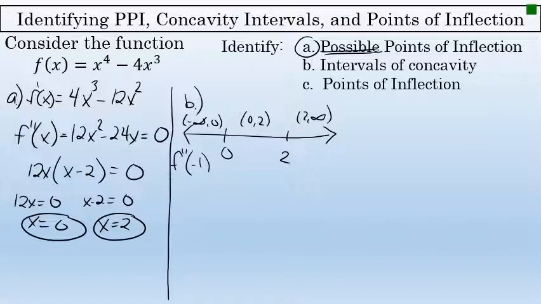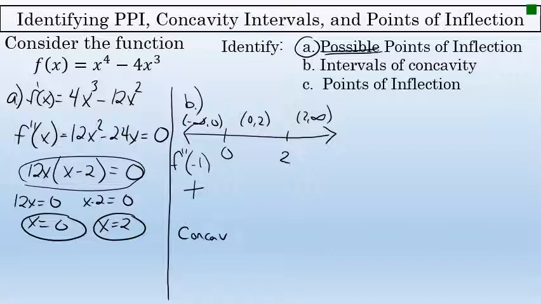Substituting a negative 1 into the second derivative, I'll use this version of the second derivative. 12 times negative 1 is negative 12. Negative 1 minus 2 is negative. Negative times a negative is a positive. It's not really important even that you identify exactly what the value is. If you're sure it's positive, that tells you that from negative infinity to 0, this graph is concave up.